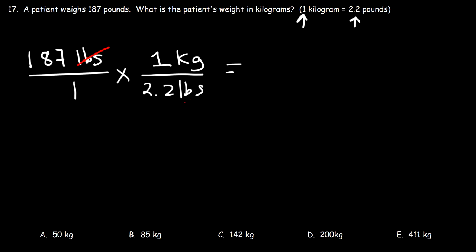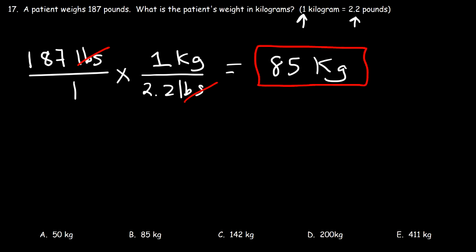So this will give us the answer in kilograms. So it's going to be 187 divided by 2.2. And this is equal to 85 kilograms. That's the answer. So that corresponds to answer choice B.